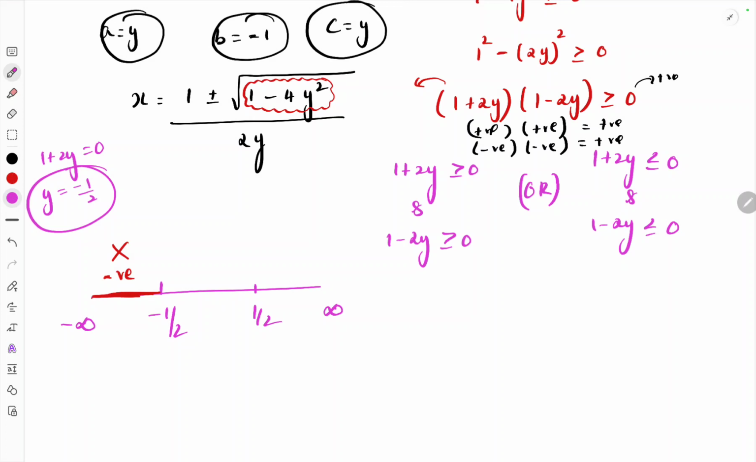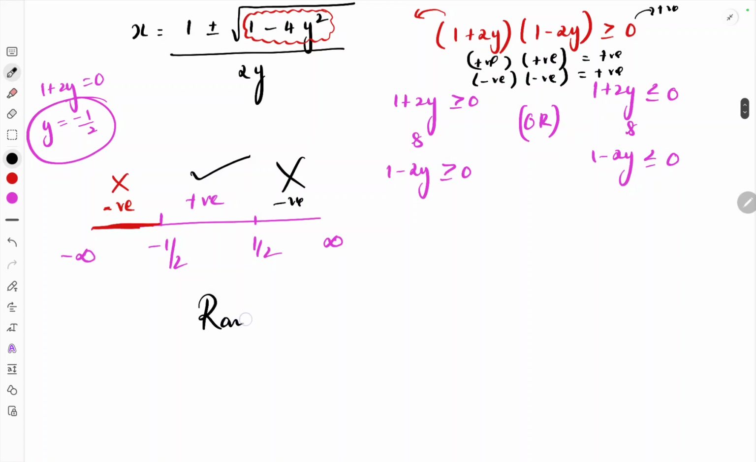Next, between minus half and half, I can take 0. So if I take 0, 1 into 1 is positive, which means I can include this in the solution. For 1 by 2 to infinity, I can take 1. So 1 plus 2 is 3, and 1 minus 2 is minus 1. So it is negative, which means I cannot include this in the solution.